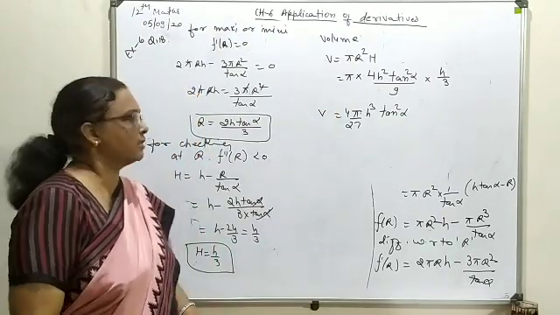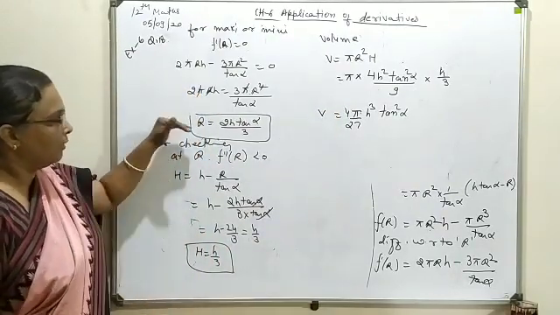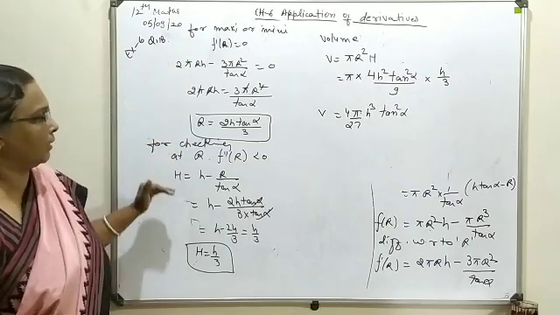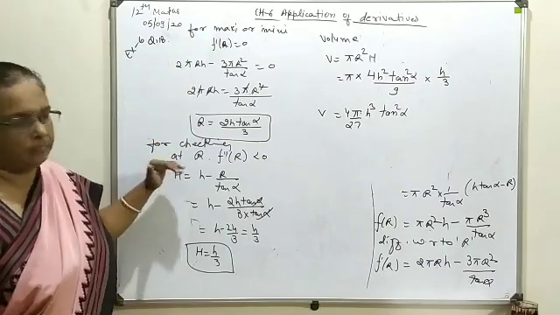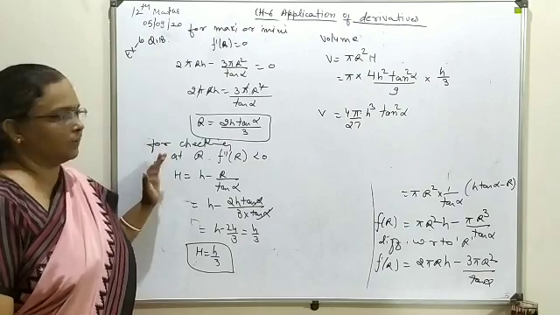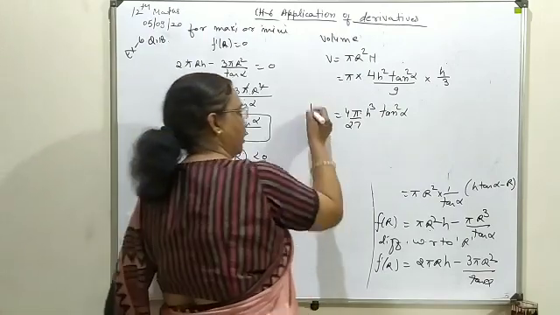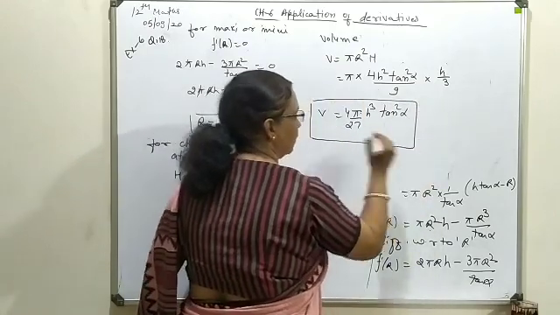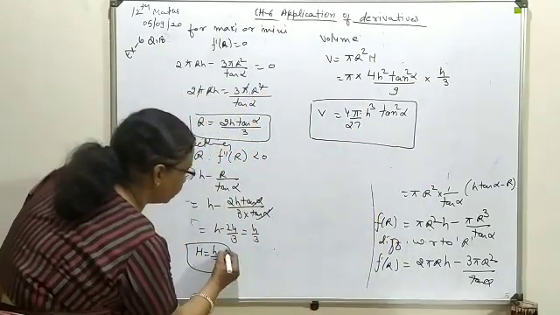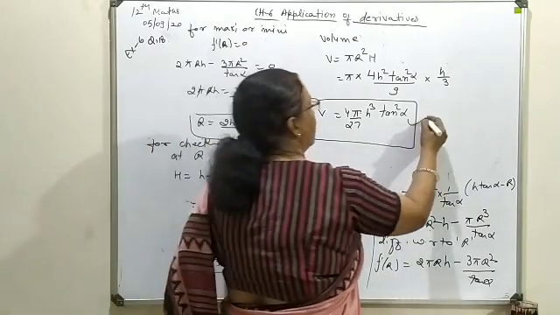So your only work is to check whether at this r the second derivative is less than 0 or greater than 0. Definitely you will get it less than 0. So the evaluation of this volume will be this much. So these are the two parameters that were required in the question.